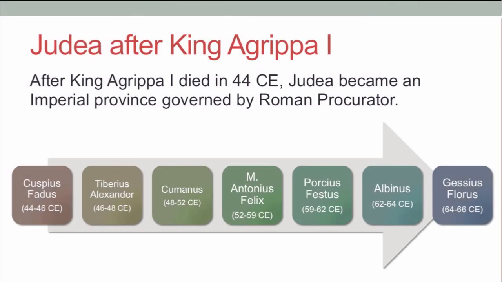As I mentioned, after King Agrippa I died in 44 CE, Judea returned to become an imperial province governed by a Roman procurator. Here is the list: Cuspius Fadus, Tiberius Alexander, Cumanus, M. Antonius Felix, Porcius Festus, Albinus, and finally Gessius Florus. And during this period of time, the people in Judea became more and more restless against Roman rulership, and eventually it turned into a revolt against the Romans.